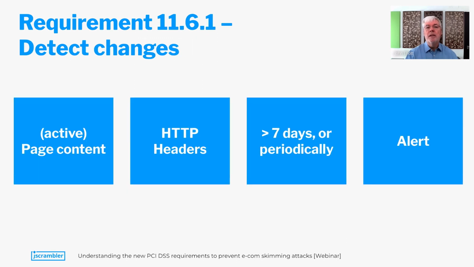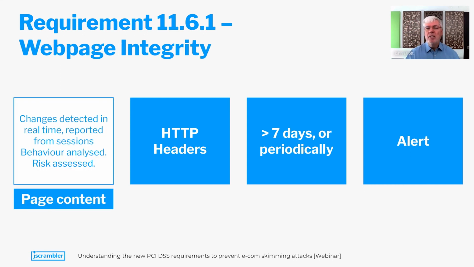of integrity. Now, if we look at 11.6.1, the detecting changes requirement, remember the 4 key demands here are that the changes to active page content and HTTP headers are detected, that it's done every 7 days or within a specified period, and that an alert is produced.